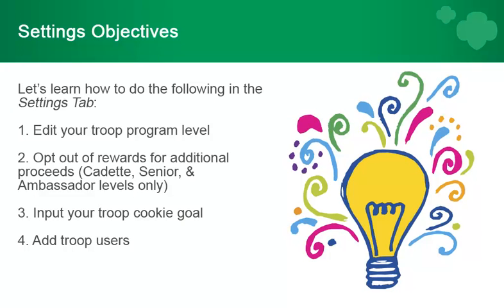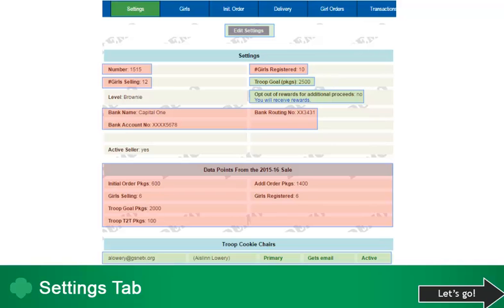The Settings tab is where you edit your troop's program level, indicate whether or not your troop will opt out of rewards, input your troop cookie goal, and where you can add troop users. Roll over the highlighted areas to find out what each section means. You can edit the green areas, but the red areas are updated by eBudde and Girl Scouts of Northeast Texas.